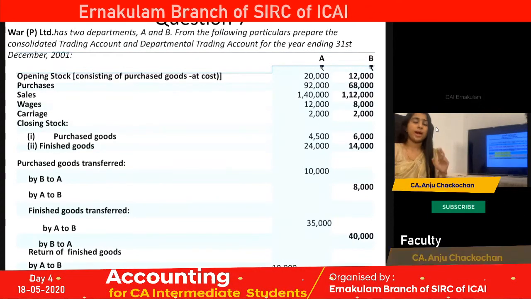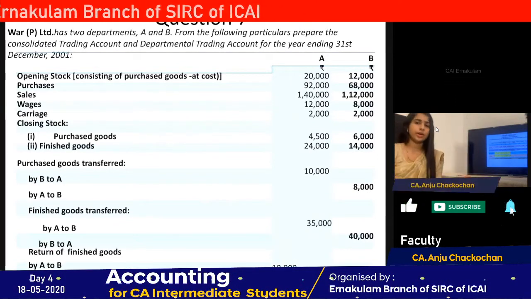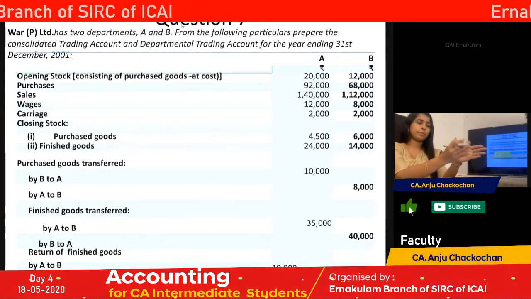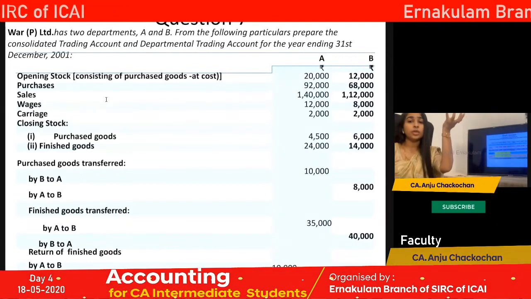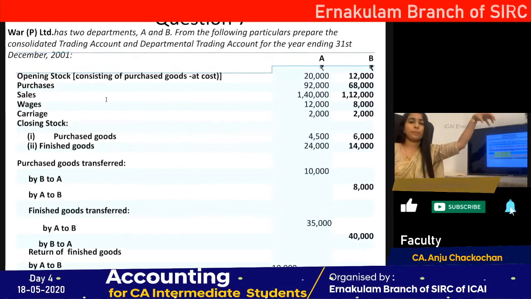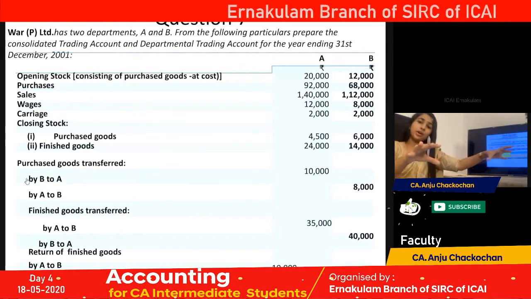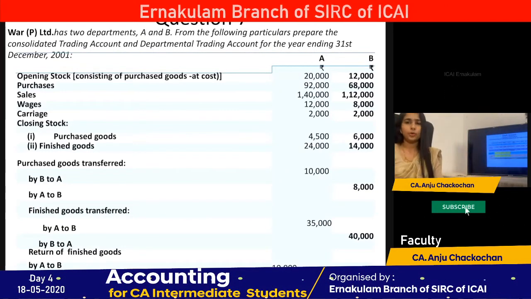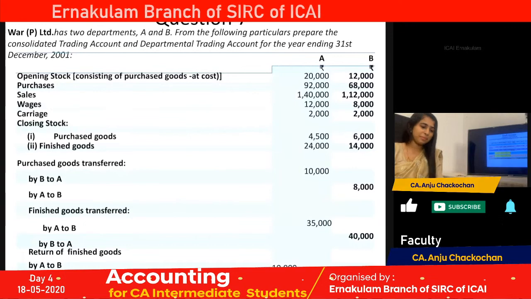What do you mean by consolidated trading account? You just have to club both departments together. You have Department A, you have Department B. You club both together and see what the total picture of the company is as a whole. Let's say this Private Limited has 2 departments, A and B. We are asked to prepare separate trading accounts for A and B, and also the trading account for the company as a whole. So these are the requirements. Let's see what best can be done.